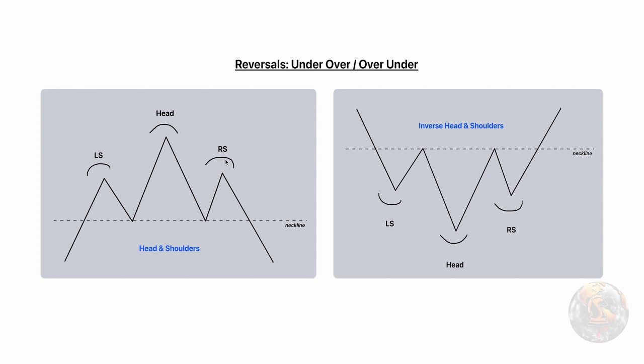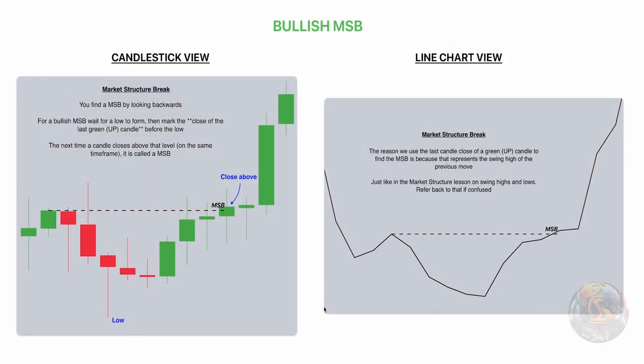Now, you know what a market structure break is from the previous lesson that we did on market structure, but let's cover it again briefly, and then we'll get into the under-over and over-under pattern. So here is a bullish market structure break. In a bullish market structure break, you can view it either through candlesticks or line chart, but you're going to need candlesticks, and you'll see why in a second.